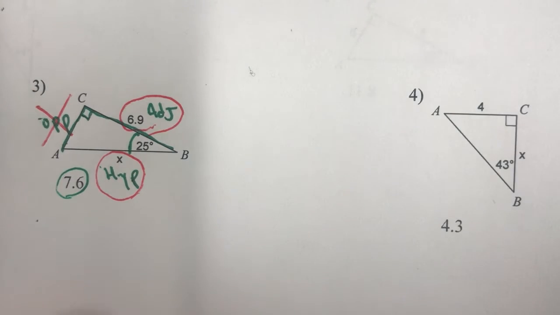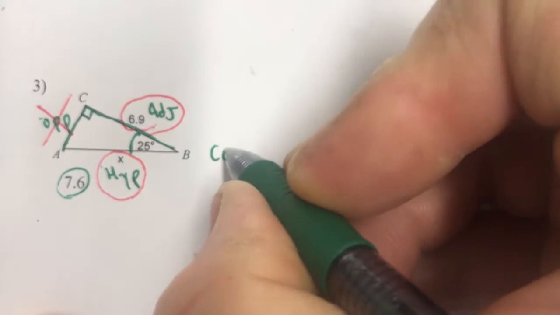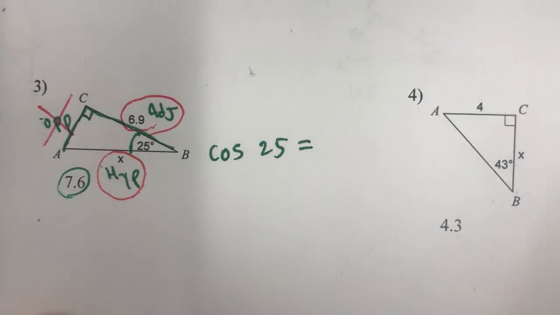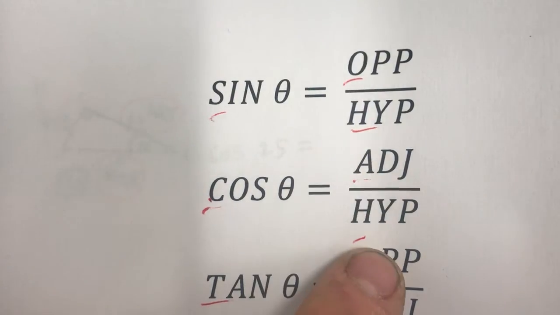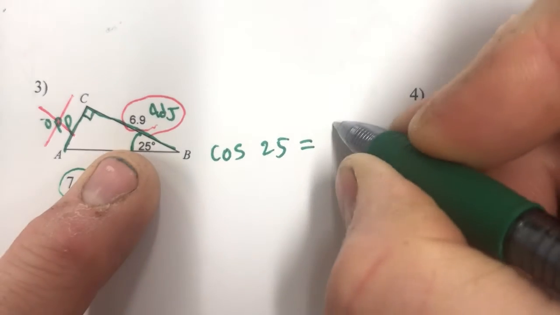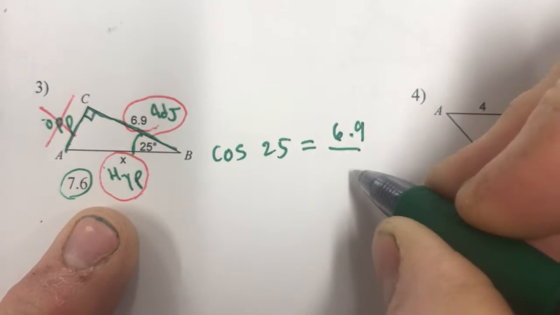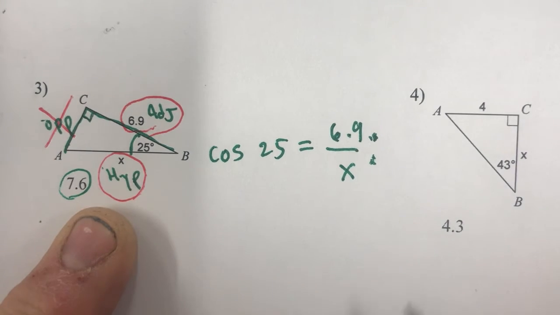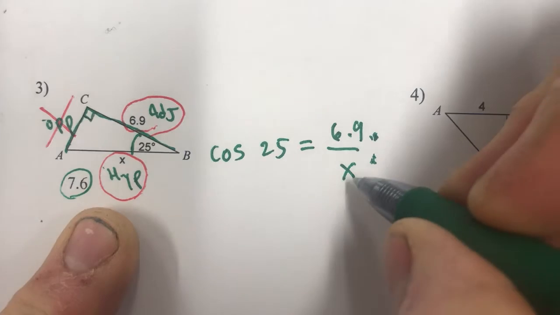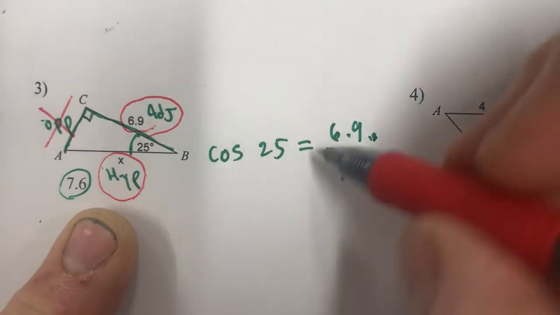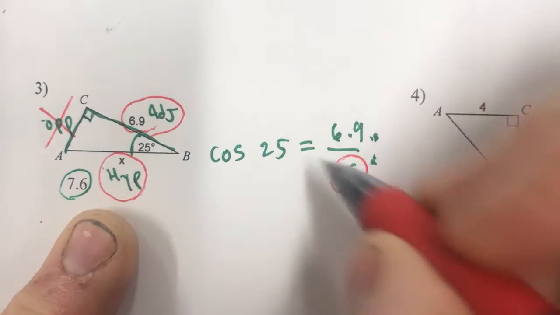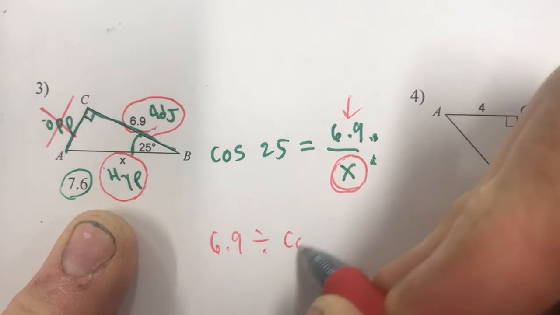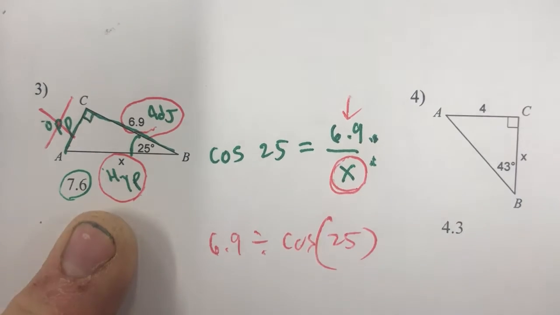So this is going to be a cosine problem, which means cosine of my angle 25 equals, and again, cosine is adjacent on top, hypotenuse on the bottom. So my adjacent is 6.9 on top, and then x on the bottom. You have to get these in the right places, because if you don't, you'll divide instead of multiplying, or multiply instead of divide. In this problem, x is on the bottom, which means we divide. So I do 6.9 divided by cosine 25. That's how I type it in.